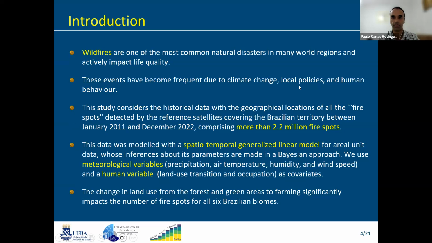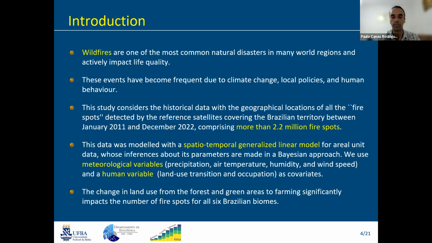So wildfires are very common in many places, including in Portugal, in Brazil as well, the south of the United States, in Australia, etc. They are very common, and they do a lot of damage in terms of environment and public health. So in this particular study, what we considered was all the fire spots that were detected by satellite images in the Brazilian territory between the 1st of January of 2011 and 31st of December 2022. This represents about 2.2 million fire spots.